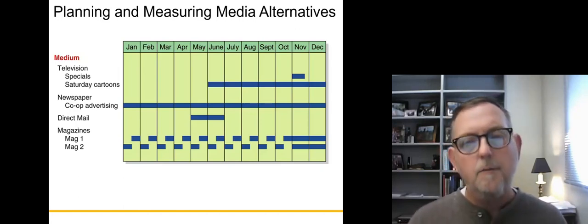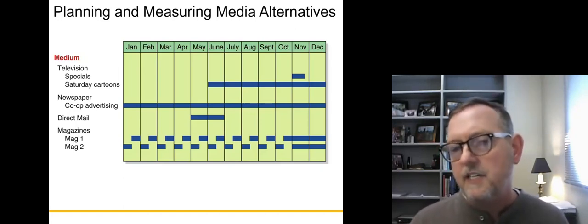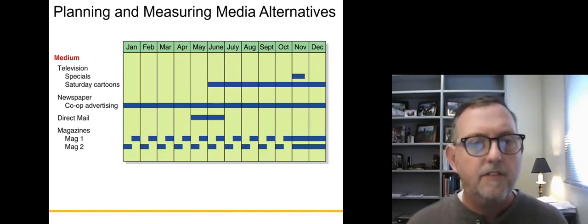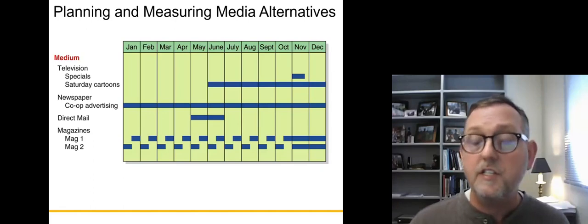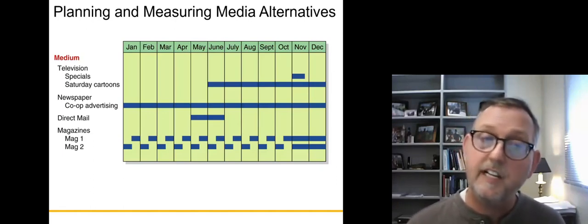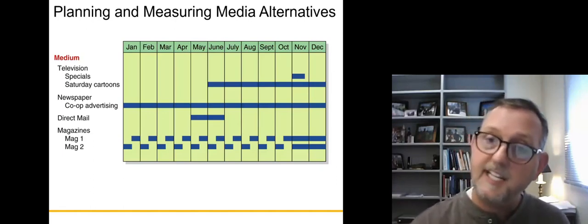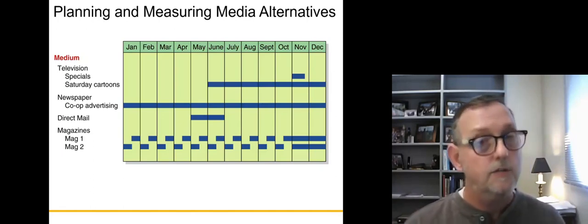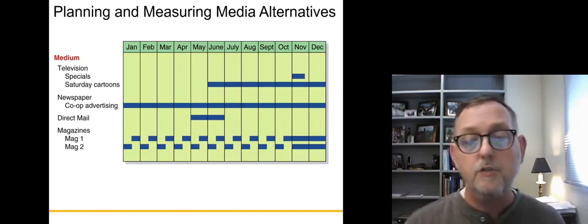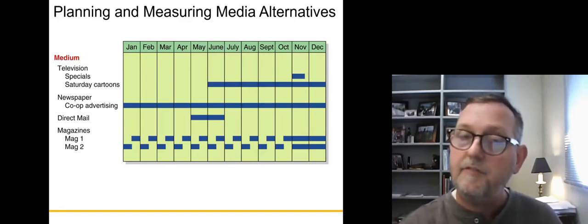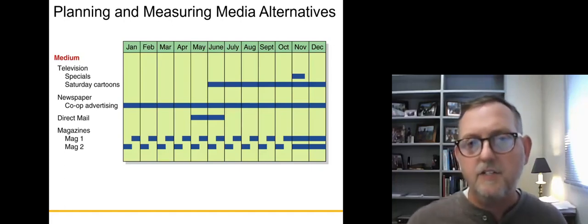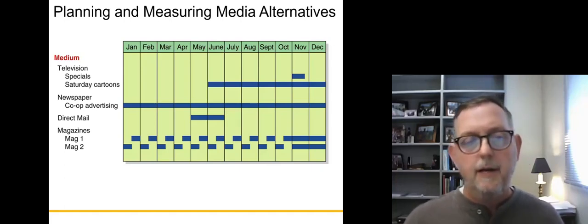Saturday cartoons, you might think of that as continuous, but really it's probably a flighting type of thing. Also, television specials in November is definitely a flighting piece where we have an intensive buy in November, but we don't do anything else the rest of the year. Direct mail, May and June indicate a flighting where we're having an intense buy in May and June, but we're not using that any other time in the year.